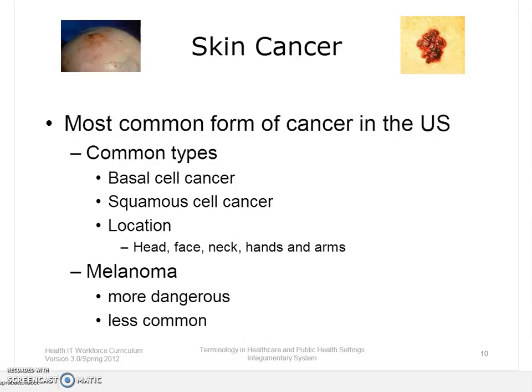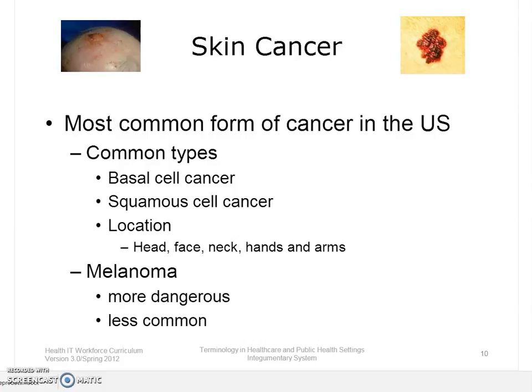The two most common types of skin cancer are basal cell cancer and squamous cell cancer. These are slow-growing cancers and seldom spread to other parts of the body. They are usually found on the head, face, neck, hands, and arms. The top left picture on this slide is of a squamous cell cancer of the scalp.